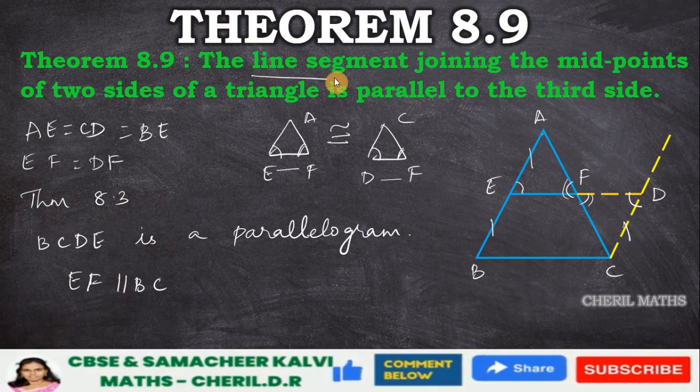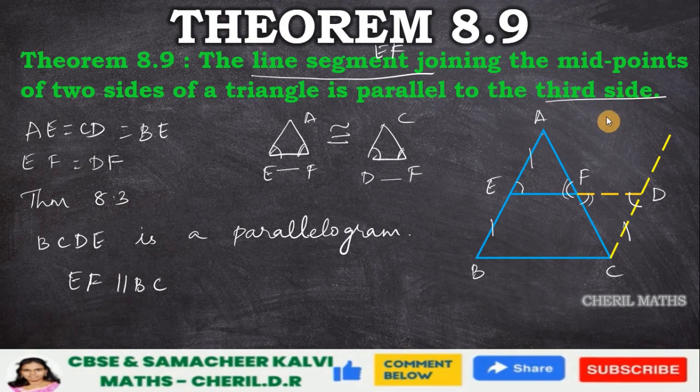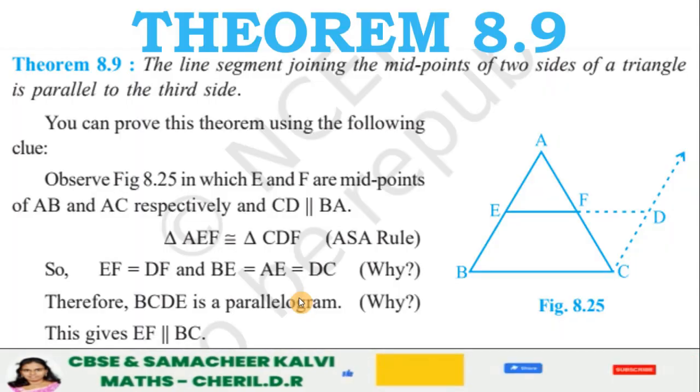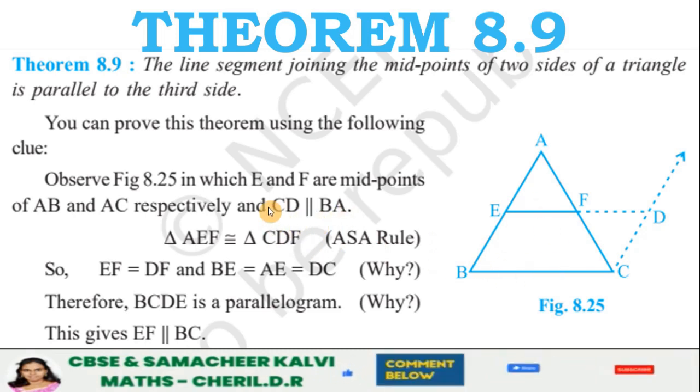So now this line segment joining the midpoints is what? EF. Parallel to the third side is what? BC. Have you proved? Yes, so thus we can write hence proved. Is it clear, children? Yes, the same thing is given in your textbook also. Please go through it. Here they are giving us a diagram. It is the same thing we drew to explain.